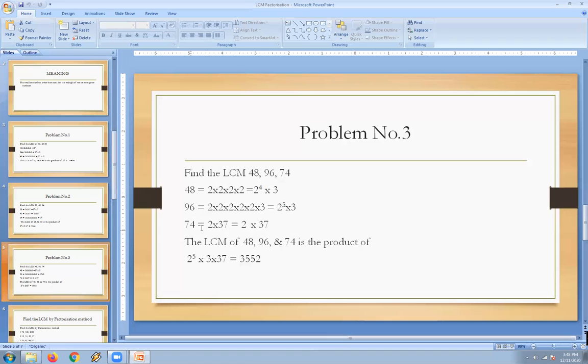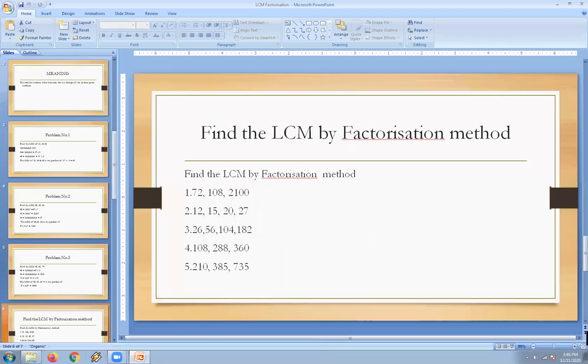In the same manner 74: it will not be divided by 3 because it is not a multiple of it, so we go with the division by 2. So 2 into 37, and this 37 cannot be divided, so we have to retain it as it is. The LCM has 2, 3 and 37 as the 3 numbers. Among them 2 is repeated, and the highest power is 5, so you should take 5. 2 to the power of 5 into 3 into 37. The value of LCM is 3552. So this is how we go for calculation under the factorization method.